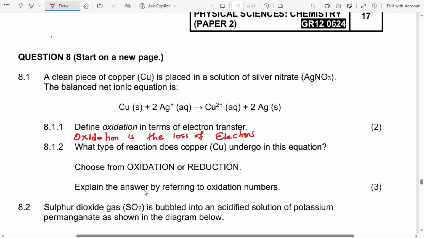Let's first determine the oxidation numbers for this copper. Let me start with this copper here. I'm going to do an oxidation number.